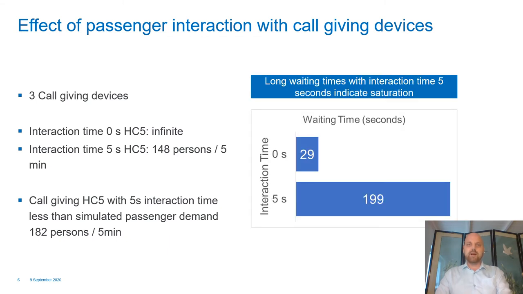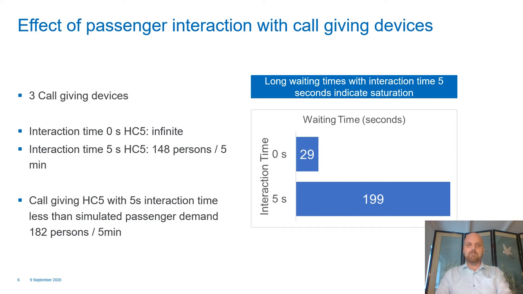In graph, average waiting time for different interaction times can be shown. 0 second interaction time reaches average waiting time of 29 seconds. With 5 second interaction time, waiting time is 7 times longer, 200 seconds, which would indicate that lift group cannot handle the traffic and is saturated.